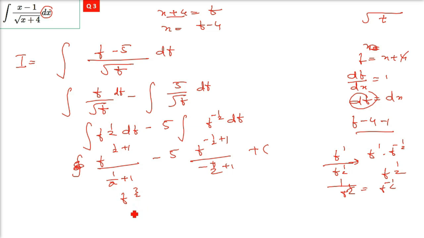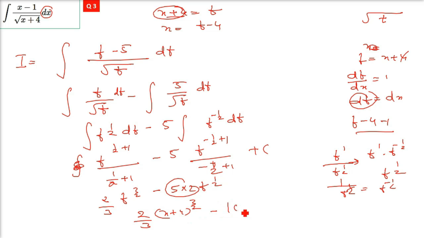This 3 by 2 is in the denominator, it goes up, it will be 2 by 3. Minus 5, this t, minus half plus 1 is half only. So t raised half, the 2 goes up. Finally, we got 2 by 3, t raised 3 by 2. t was x plus 4, remember. I'm writing it here, x plus 4 to the power 3 by 2, minus 5 into 2 is 10, and t, of course, replaced by x plus 4 goes with the power half. And constant of integration, this is your whole solution.